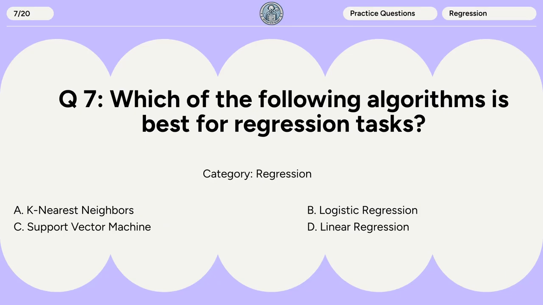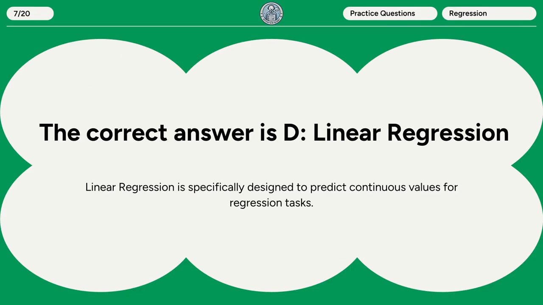Question 7. Which of the following algorithms is best for regression tasks? A. K-nearest neighbors. B. Logistic regression. C. Support vector machine. D. Linear regression. The correct answer is D. Linear regression. Linear regression is specifically designed to predict continuous values for regression tasks.